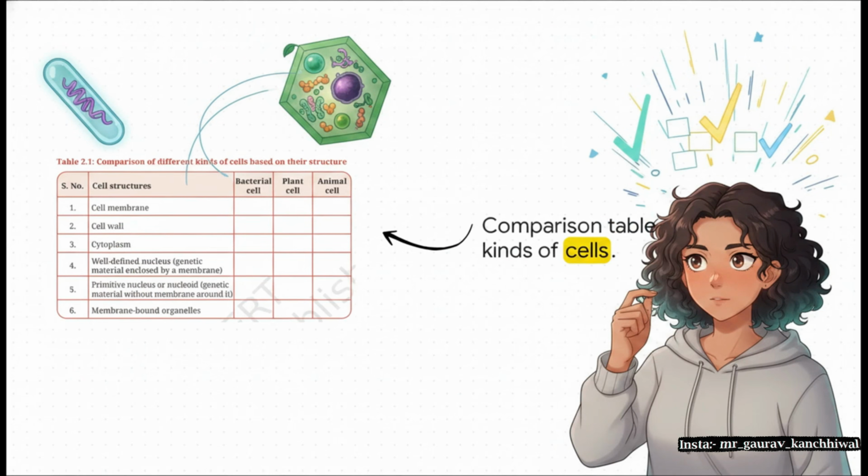Based on those architectures we just looked at, mapping out these features actually becomes a pretty simple exercise in logic. Try filling this out in your head. The exact moment you identify a primitive nucleoid, you know for sure you're looking at a bacterial cell. Whereas, the presence of true, membrane-bound organelles instantly flags the complex structure of a plant or animal cell. It's like a biological cheat code.